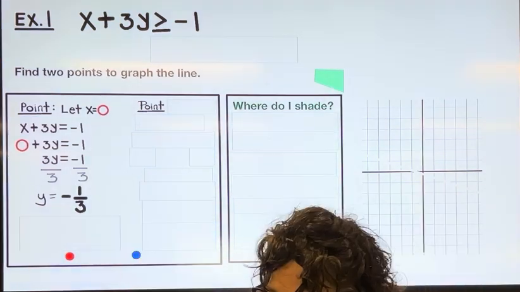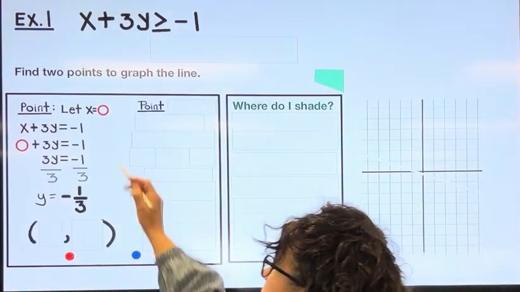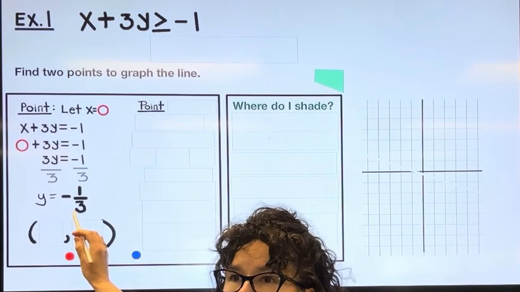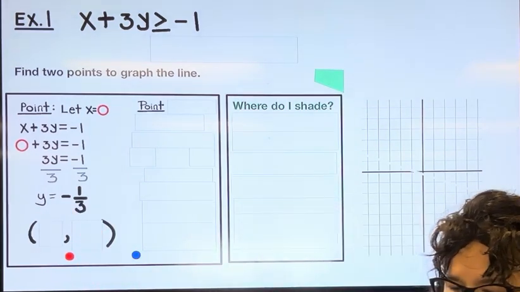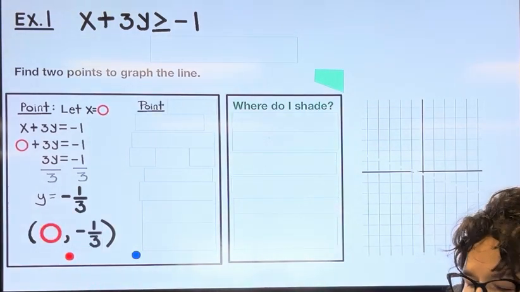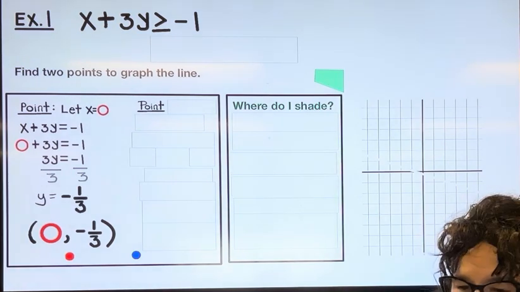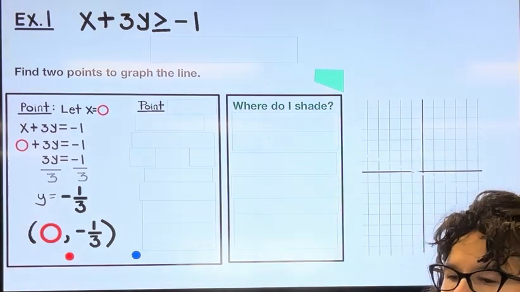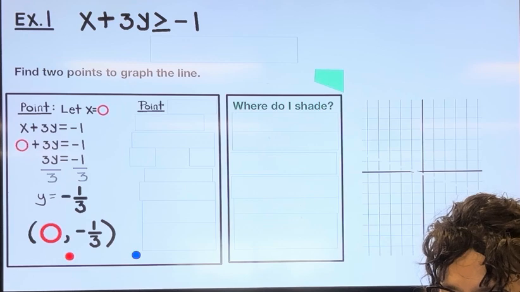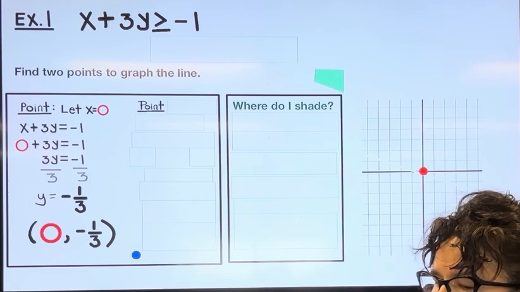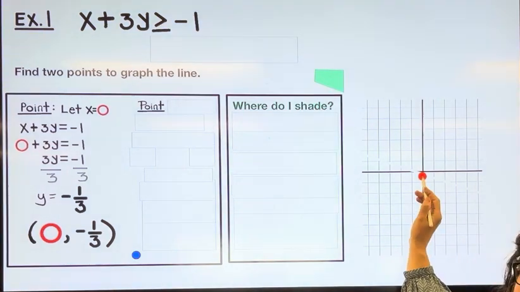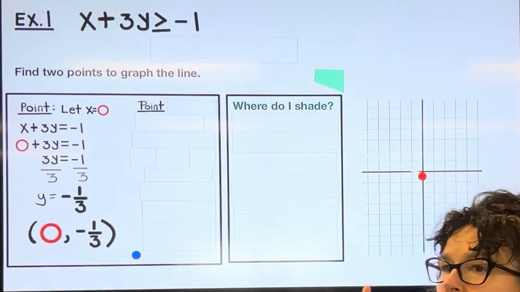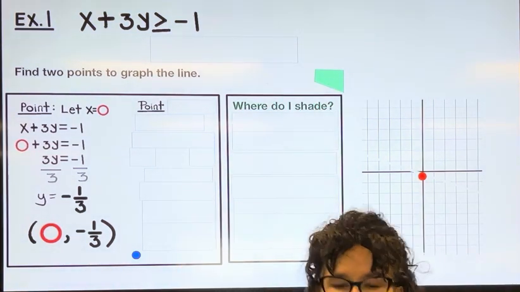When I substituted in 0, I got out -1/3. So the point that I just found is (0, -1/3). And I'm going to plot that point. Okay, so right or left 0, down 1/3 is right about there. Okay, I need one more point, so I need to pick an x.